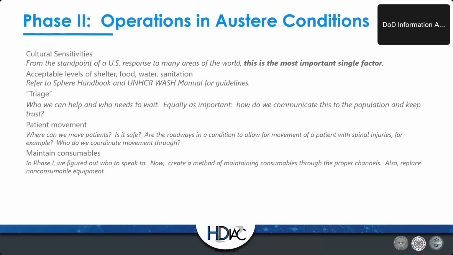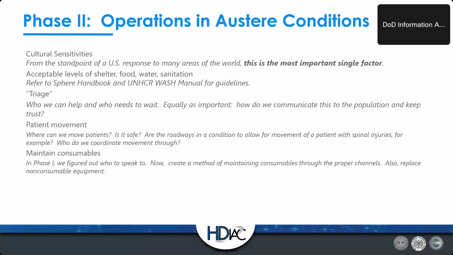And then going into the operations, phase 2, operations in austere conditions. The cultural sensitivities, from the standpoint of a U.S. response to many areas in the world, this is going to be the most important single factor, is how we handle things culturally. It cannot be overstated that this is incredibly important, especially when you're dealing with people's medical needs. There are a lot of sensitivities in different areas that we just don't think about in the same way in the West.